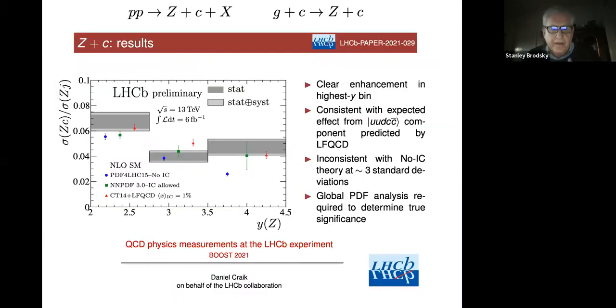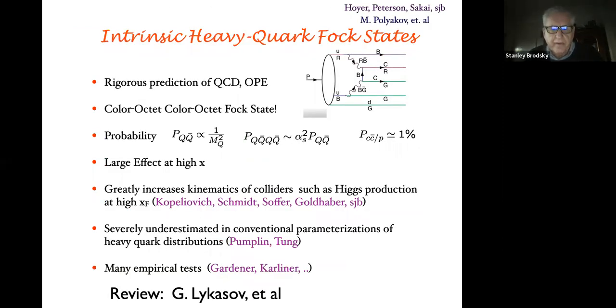And just recently, there's been an experiment from LHCb where they measured, in fact, this process Z plus charm, and they find, in fact, that you need intrinsic charm to explain the data. And so their conclusion is that there's no consistency without intrinsic charm. You need it by 3 standard deviations, and it's consistent with what's expected from the theory. So the intrinsic charm Fock state is 1/mQ squared in probability. It's a large effect at high x.